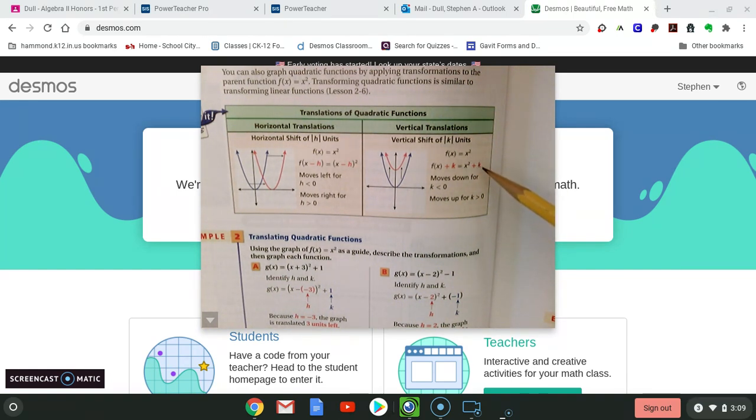Vertical shift, if I add or subtract a number after I've squared this value, that is the effect of moving the graph up or down. A positive k value moves up, negative k value is going to move down.